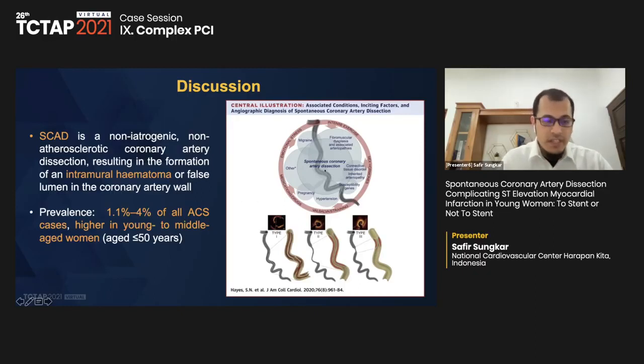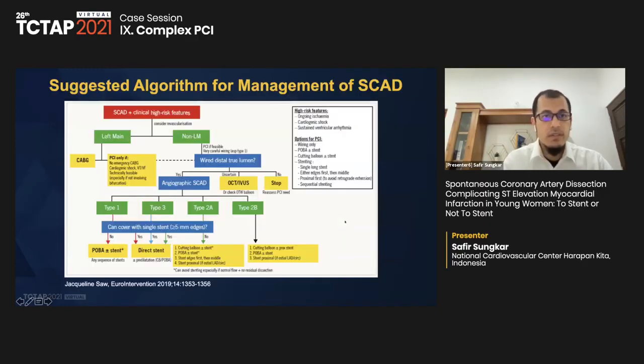And there are some conditions that can trigger or contribute to the development of SCAD, such as emotional stress, medication that may be related to hormonal factors, or intense exercise. SCAD is classified into 3 types, where type 1 represents the radiolucent flap and linear double lumen, type 2 indicates a long diffuse lesion, and type 3 a focal lesion or focal stenosis.